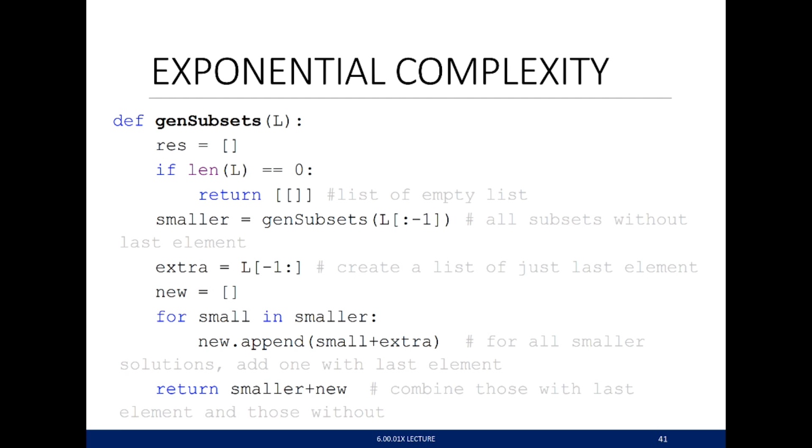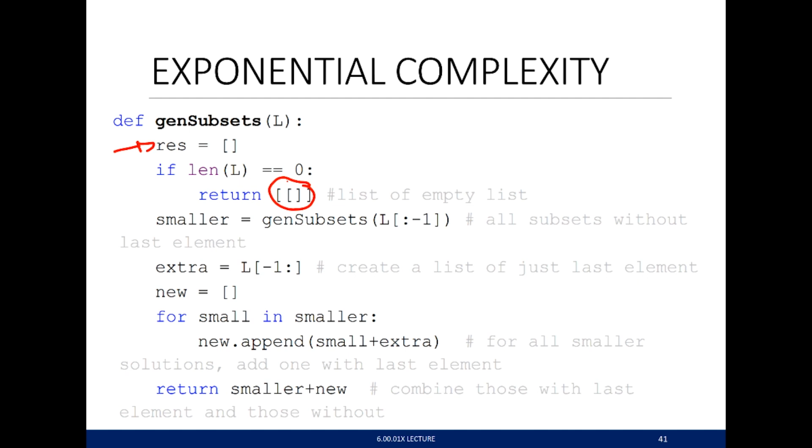So the idea is I set up, as always, a little variable here called res for a result I'm going to return. And then my base case here is if there is nothing in the list, the only subset is the empty list. And I actually return a list of the empty list. Because I remind you, I want to return a list of all possible subsets, and the only possible subset here is, in fact, the empty list.